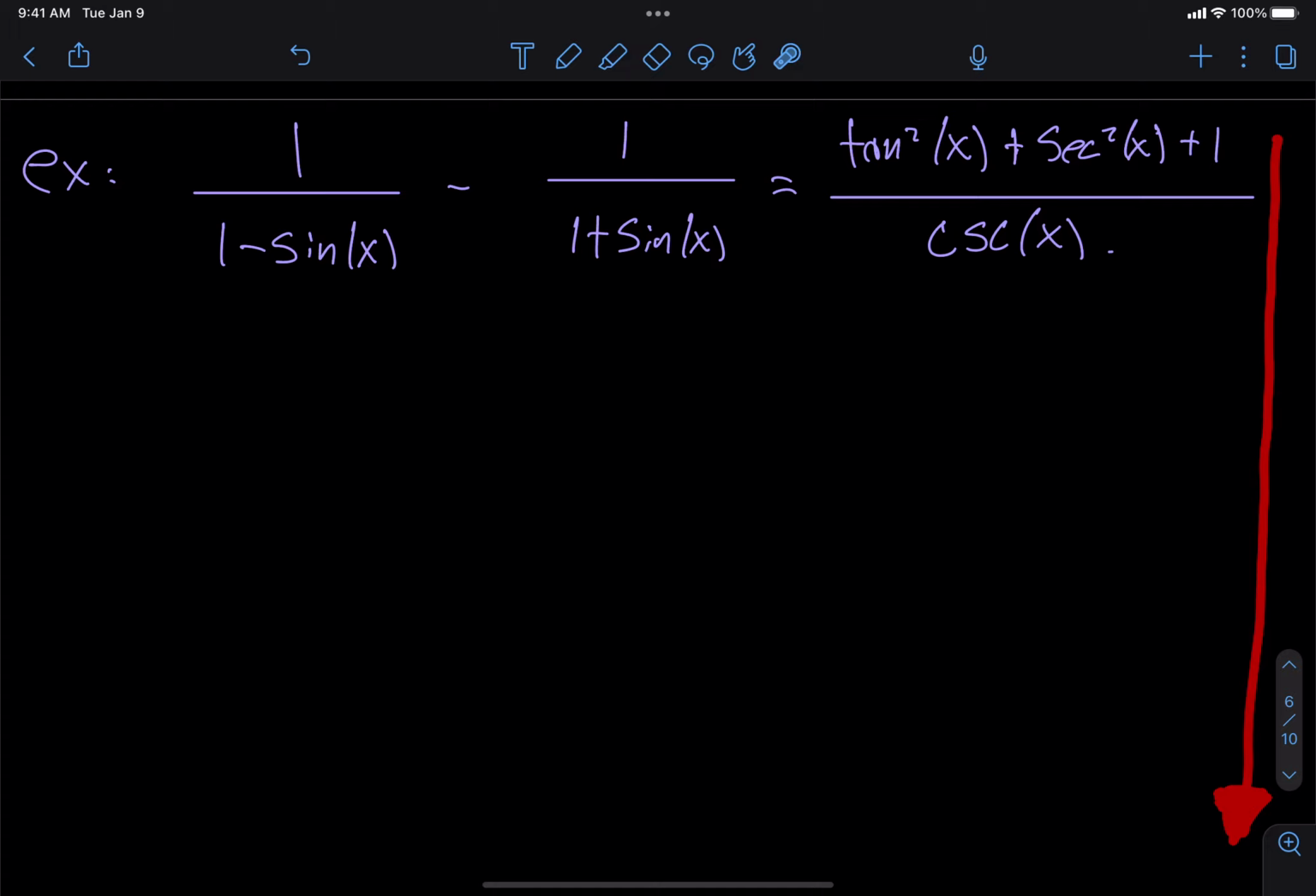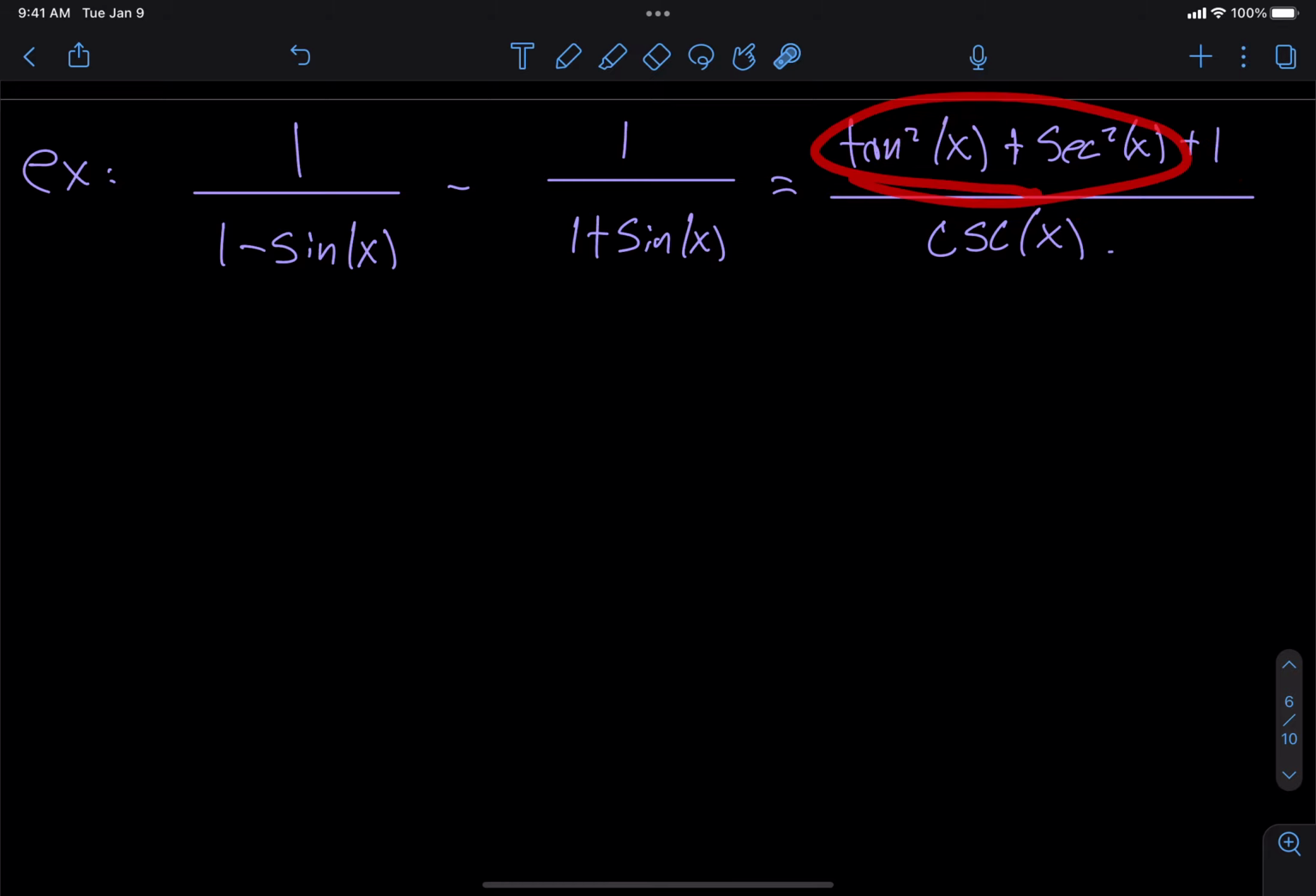You have lots of different options here. I could start by trying to work on this side. I could say, I've got some kind of square things going on here, maybe a Pythagorean identity is going to work for me. In particular, tan squared plus 1, I can change that into secant squared. Or you could say, maybe I'll start on this side, because I could combine these two by getting a common denominator. Since this is like 1 minus this thing and 1 plus this thing, it's going to work out nicely. Okay, so you get the idea.